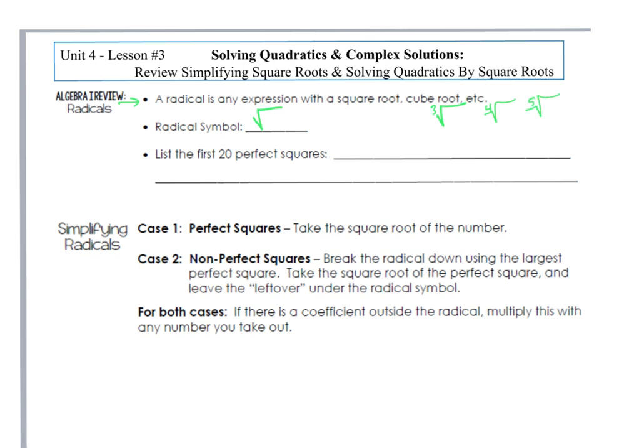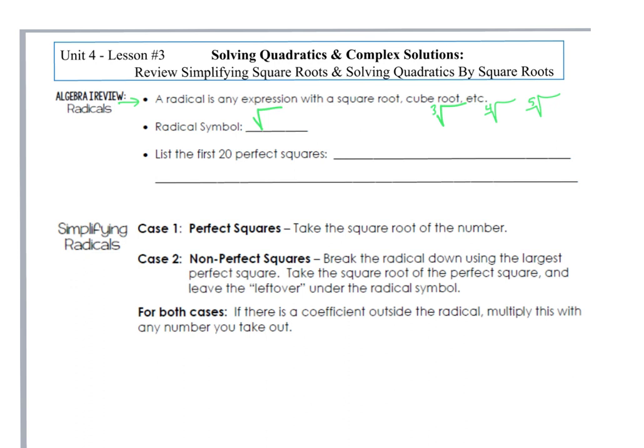Now, perfect squares and square roots are inverses. They're opposites of each other, so they go hand in hand. To know how to take square roots, we need to know what our perfect squares are. To find a list of perfect squares, you just think of the numbers when you're counting. What are they equal to when you square them?